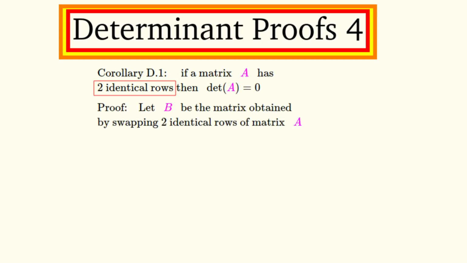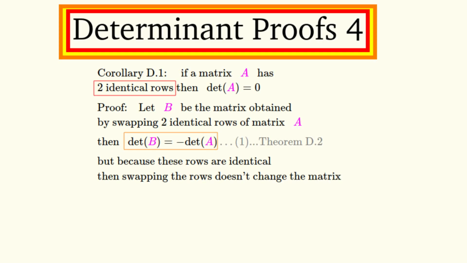So now to start this proof, we'll set B to be a matrix that's obtained by swapping two identical rows of A. We know from a past theorem that if we swap two rows, then the determinant of the new matrix is minus the determinant of the old matrix. We also know that swapping these rows doesn't change the matrix because the rows are identical. So because these matrices are equal, then their determinants must be equal.